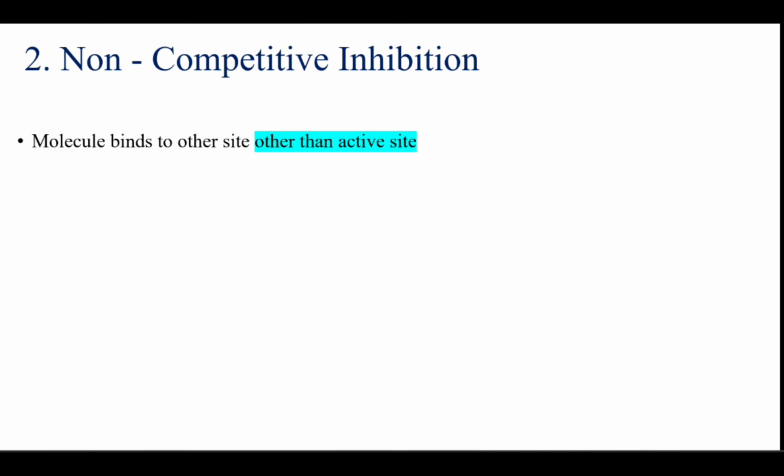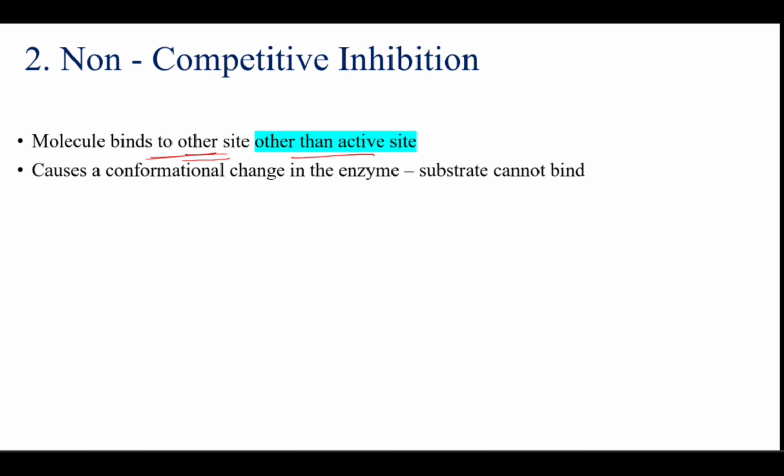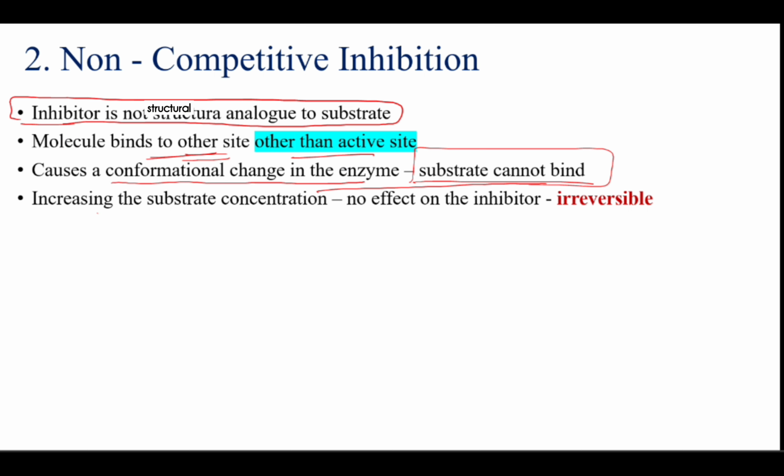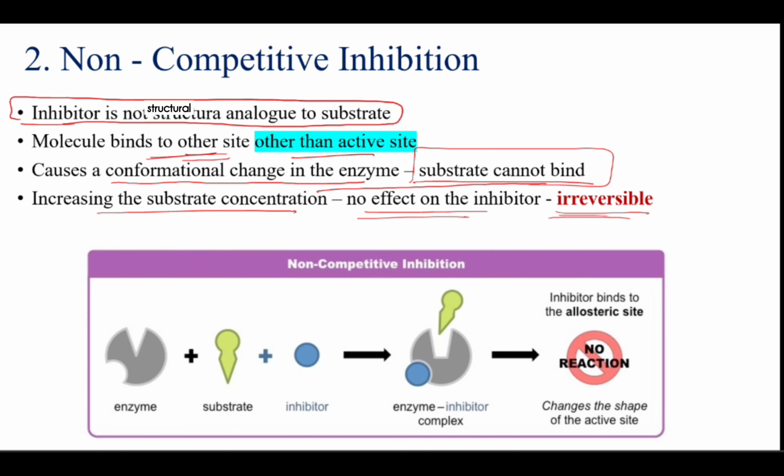Next is non-competitive inhibition. This molecule binds to a site other than the active site. Now in competitive inhibition, we have seen that the inhibitor binds to the active site. In non-competitive inhibition, it binds to another site. This causes a conformational change in the enzyme and the substrate cannot bind. Here the inhibitor is not a substrate analog. It is not structurally similar to the substrate, and increasing the substrate concentration will have no effect on the inhibitor, and that is why it is called irreversible. So the inhibitor is not structurally similar to the substrate, so it is not a substrate analog, and it binds to another site.